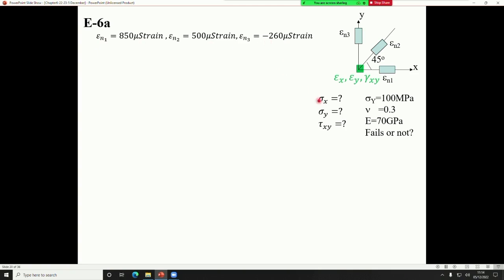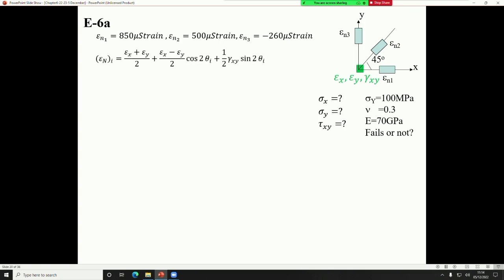Now, the problem is asking us to find out whether at this location the material fails or not. So it doesn't ask us to find the stress components, then the strain components, or any of it. It's asking us directly, based on these three measurements, does this component fail at this location or not? Now, the criteria I showed you on page 15 are based on the stress values, not the strain values. So we need to find the stress values first, and then, based on those three criteria, investigate whether it's going to fail or not.